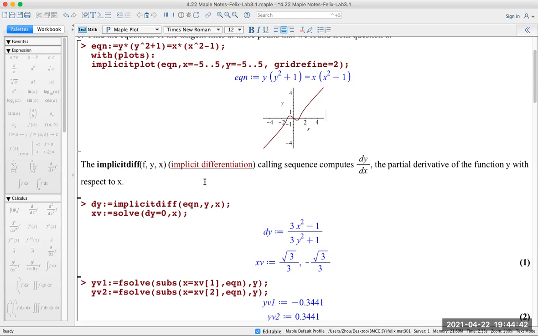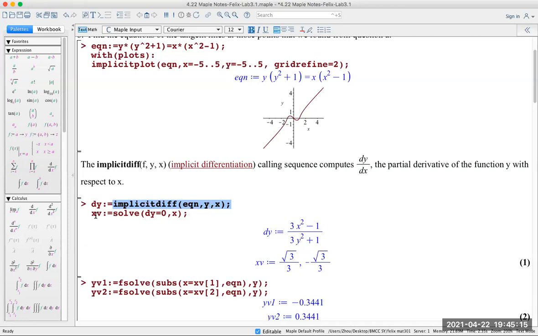The implicitdiff will help us do the implicit differentiation, which means it will help us get dy over dx. Make sure you have y first, then x in the end. So that gives you dy over dx. If you switch your order, the answer will be different. Then here I want to name the derivative as dy, so dy colon equal, then I do the derivative for the equation. This is the dy over dx.